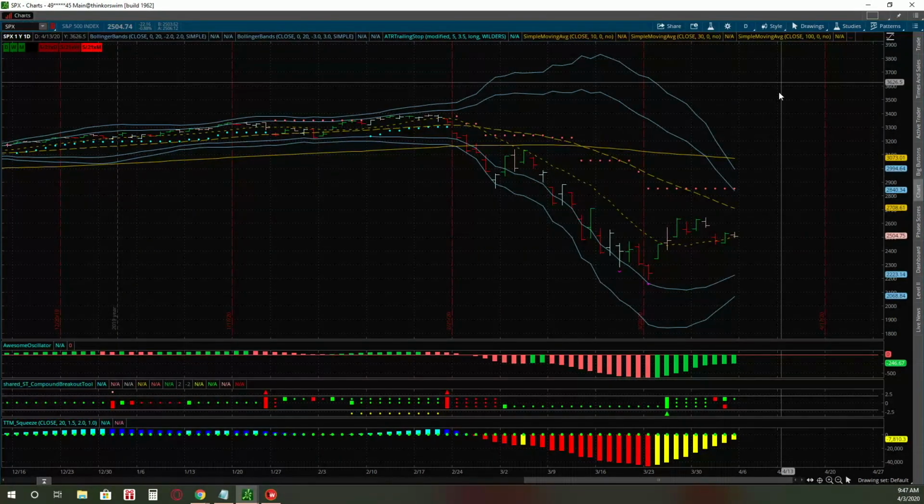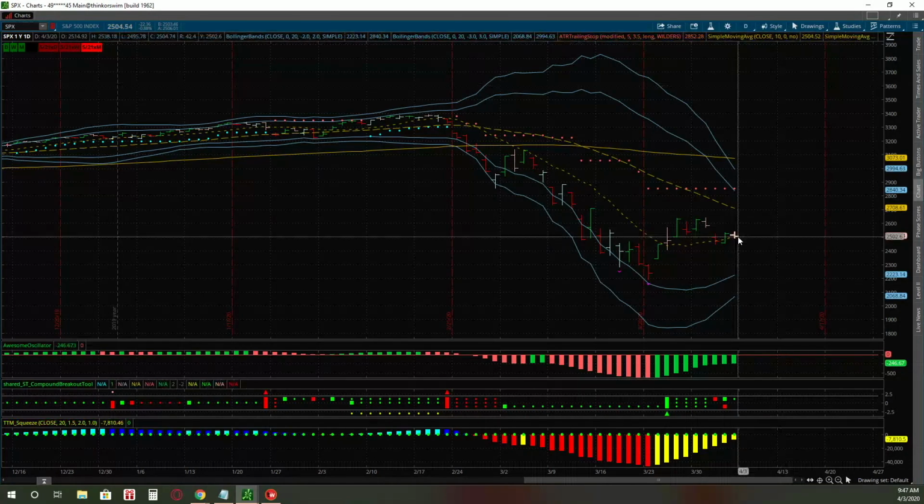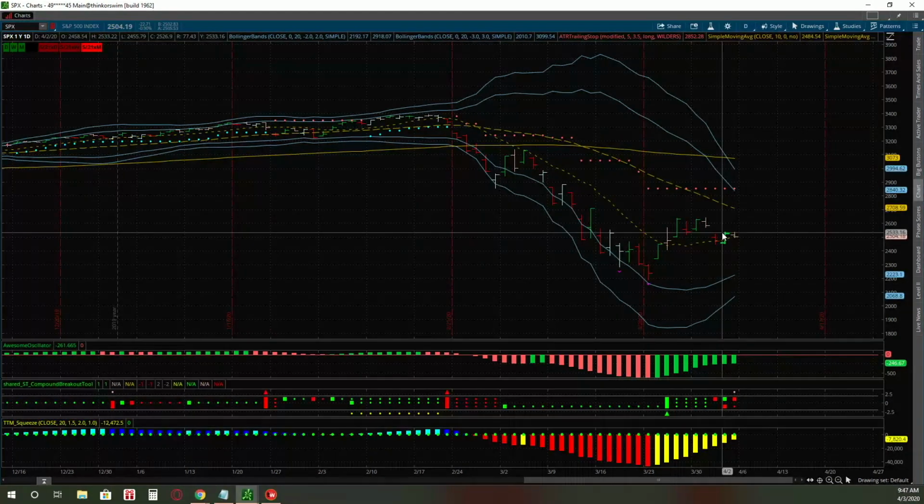It held as resistance, and that was a signal to look at going short and play it back to the downside. Then we broke above the 10 period simple, and right now it's attempting to hold as support. It's a little bit weak here in my opinion, but that's what it's trying to do.